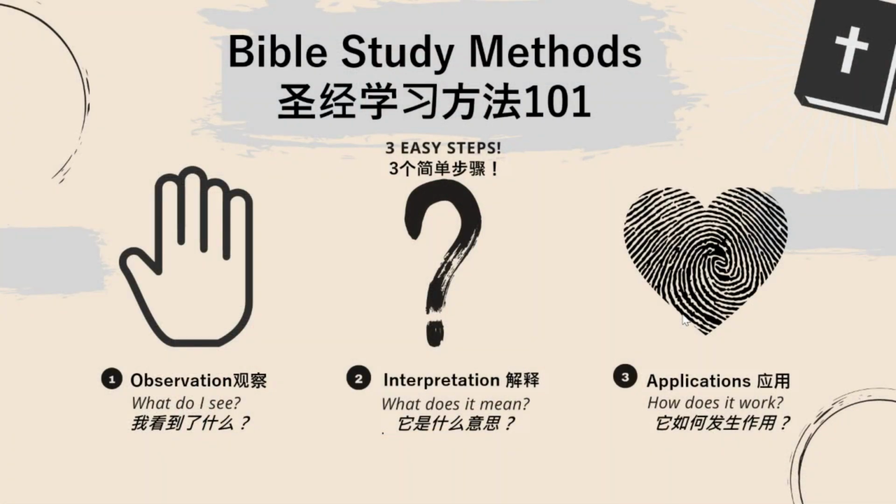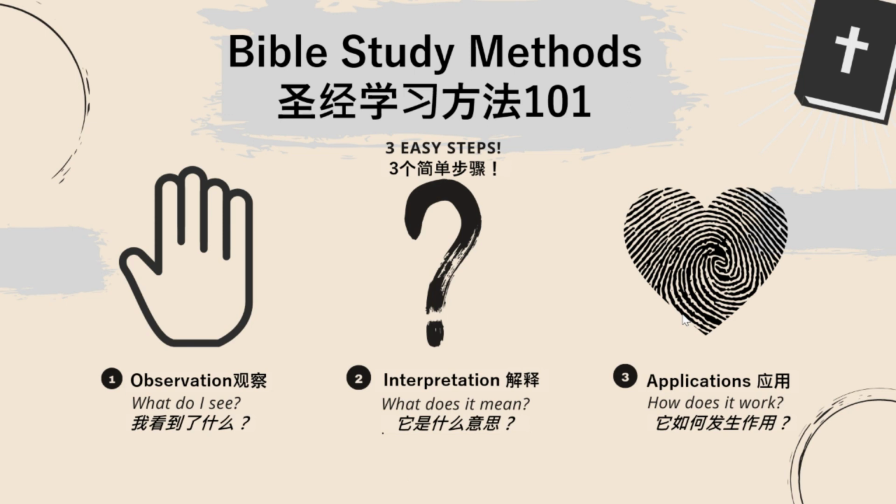I'm so excited that you're watching this video, and in this video you'll be learning 3 easy steps to study the scriptures, what we call inductive Bible study methods. These 3 easy steps are: step number 1, observation, step number 2, interpretation, and step number 3, application. Under observation, we will look at some of the key words, or the who, what, when, where, why, how: who is talking here, where, what is happening, and why is it happening.